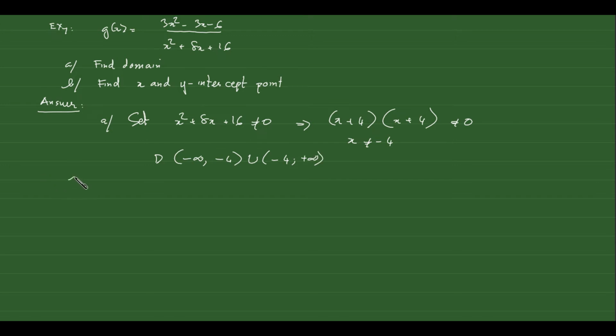In order to find the x and y intercept points, you're going to replace y with 0. So I'm going to replace this with 0.